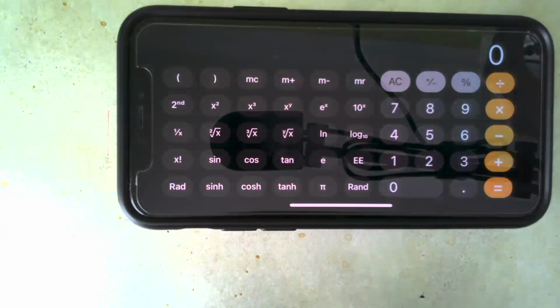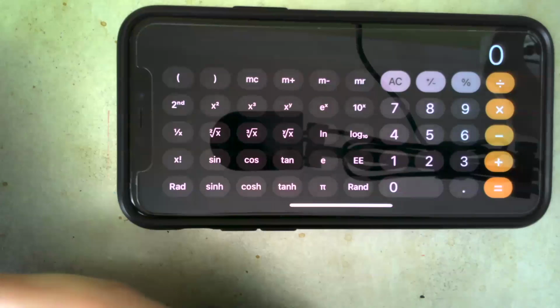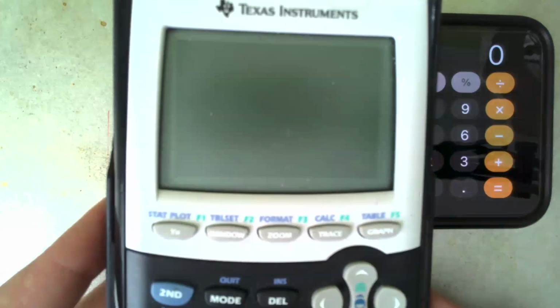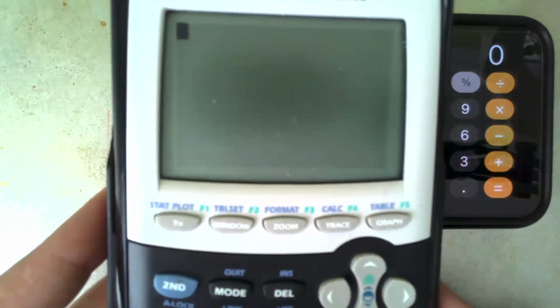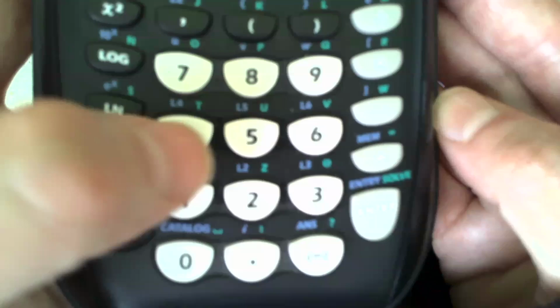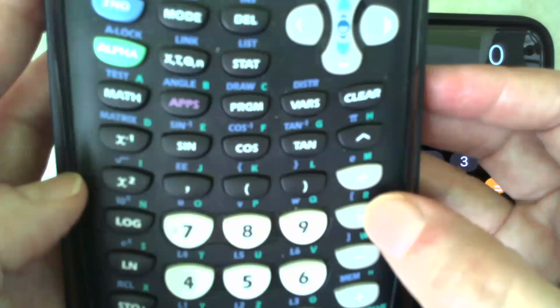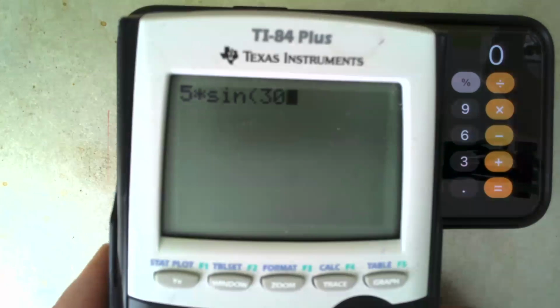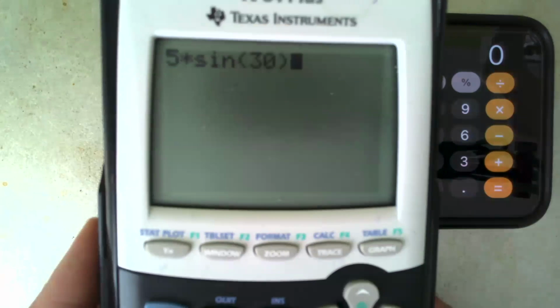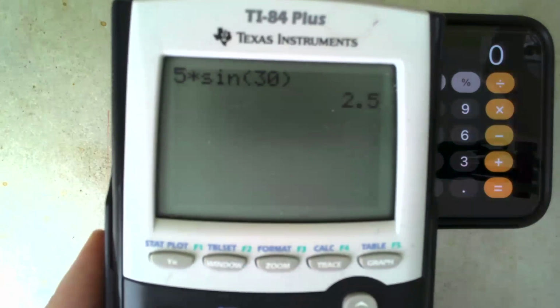So unlike your TI, whatever you have, which is the one that looks like this, where you can punch things in kind of all in a row, if I want to do 5 times the sine of 30, I would simply punch in 5 times the sine of 30, and it would show it to me in my window. And I'd maybe close that parentheses and press enter and have my answer.